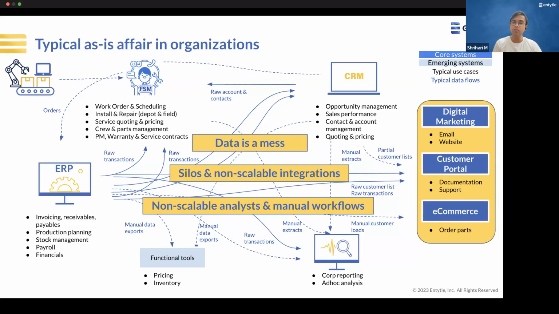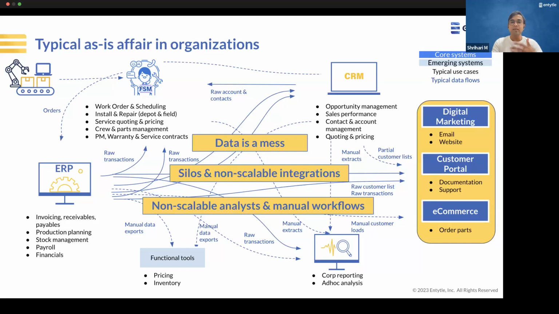There could be their own in-house systems, and basically the data is a mess. It's not really that these systems talk to each other, and even if they do, there is no single source of truth. There is no single repository where you can identify and get the true picture of your install base.